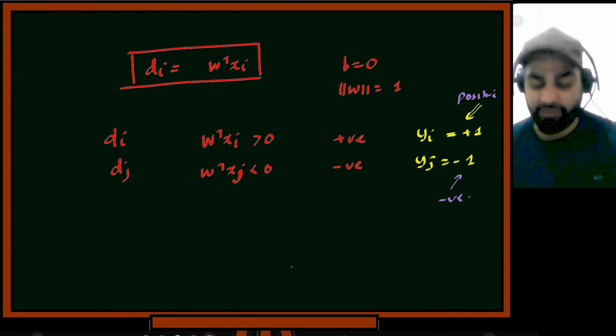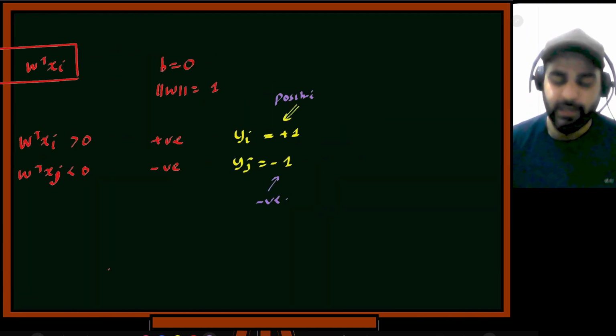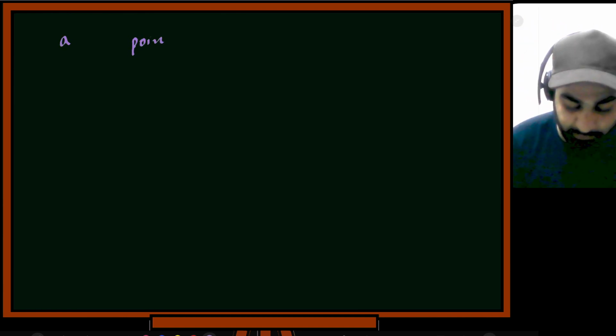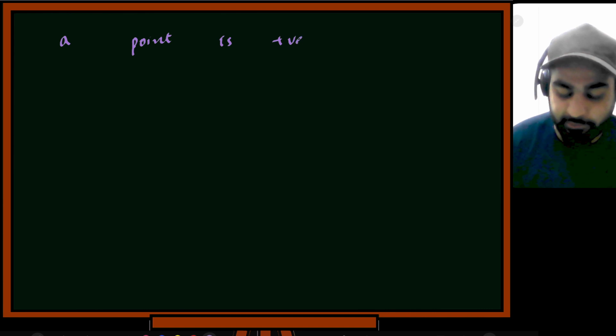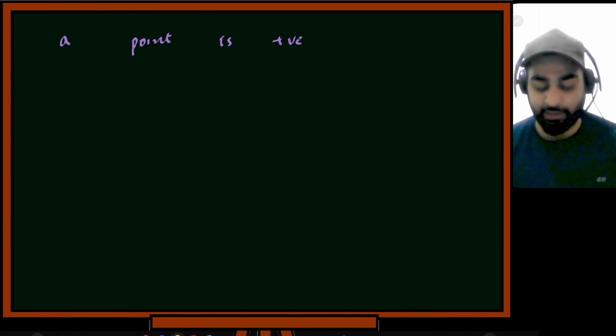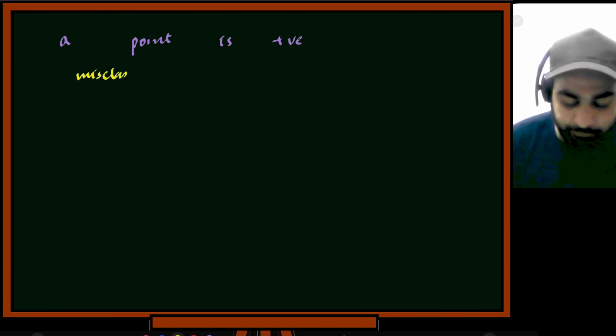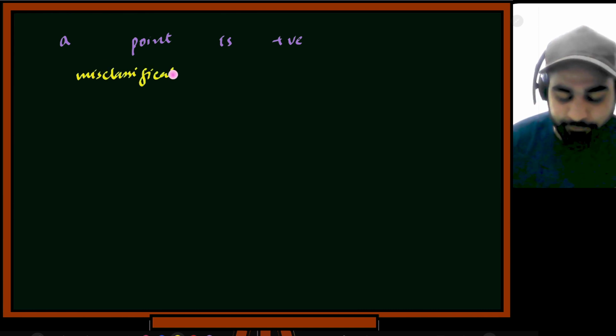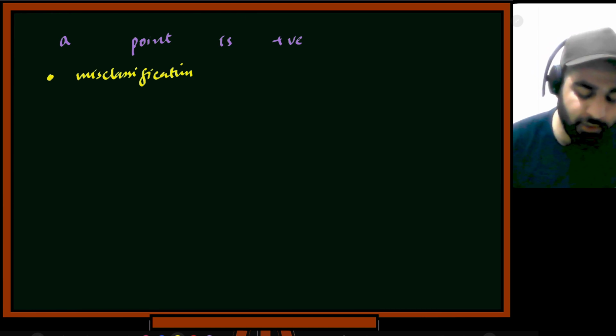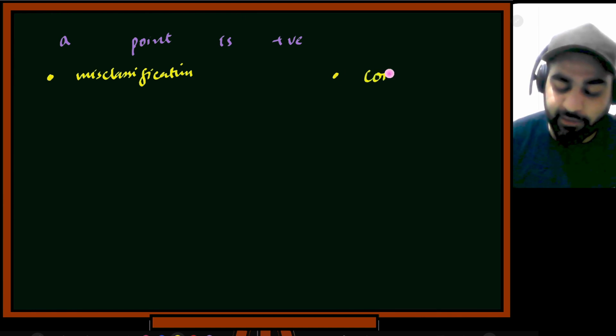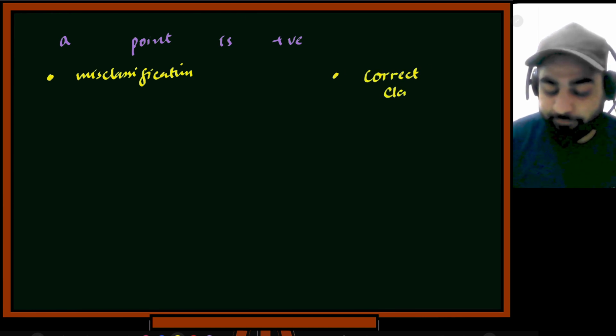Now we see that there is a beautiful thing. Let's suppose a point is actually positive, and we are trying to find the hyperplane. There can be two cases: either it is a misclassification, or it is correctly classified.